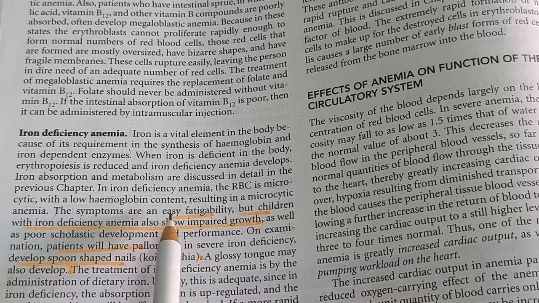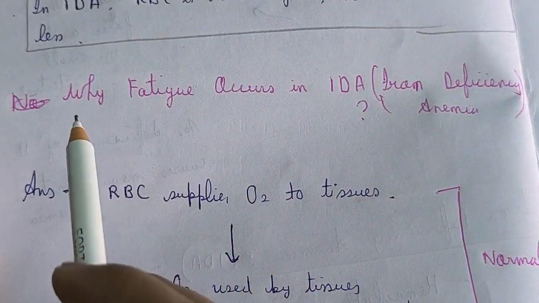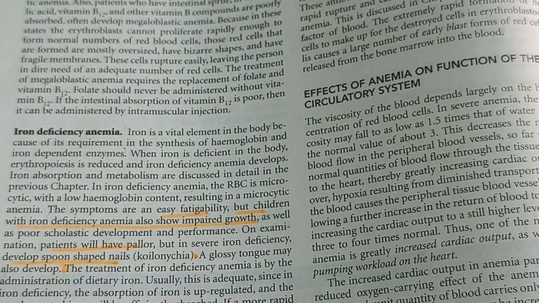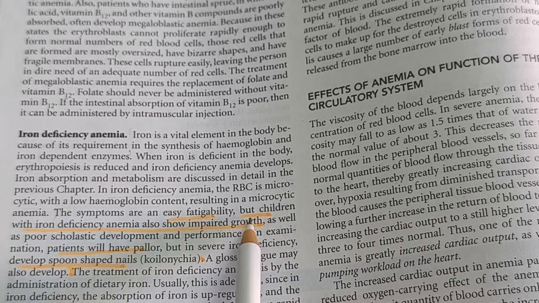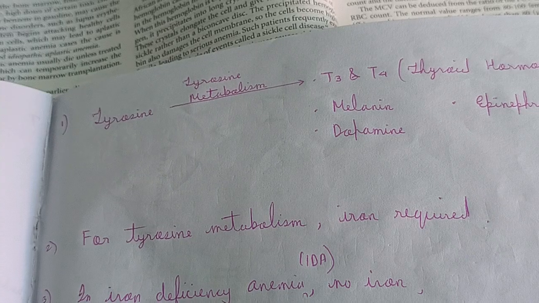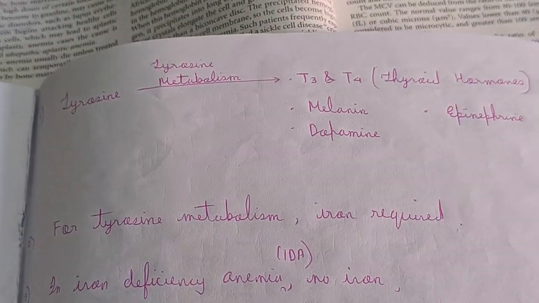Now the symptoms are, for example, fatigability. Here you can see why fatigue occurs in iron deficiency anemia. And now I am going to explain why children with iron deficiency anemia are impaired. This is also a concept of biochemistry, which you will have to study in biochemistry.